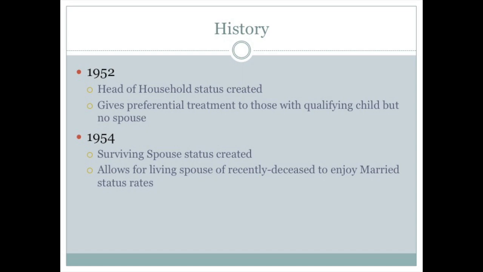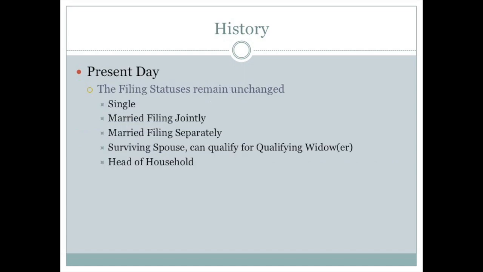Next, in 1954, Congress added the status of surviving spouse, which allows a living spouse of the recently deceased to enjoy married filing jointly rates without actually being married. If they qualify as a qualifying widow, then they can enjoy the married filing jointly benefits. Today, the filing statuses remain unchanged. Those statuses are single, married filing jointly, married filing separately, surviving spouse, which can qualify as a qualifying widow or widower, and head of household.